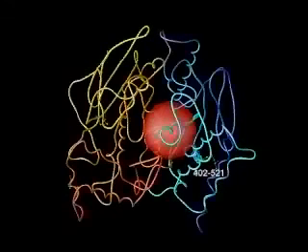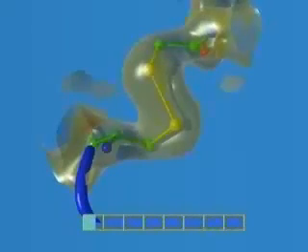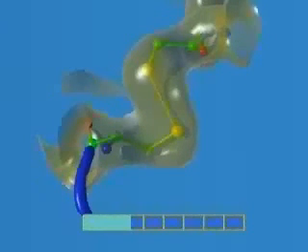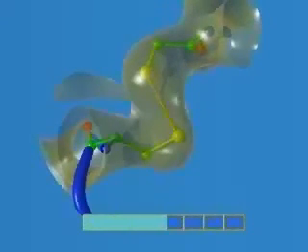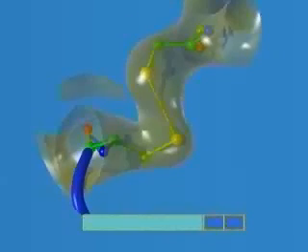Now let's examine a bond deeper inside the protein. Surprisingly, this bond isn't affected. This disulfide remains intact for the duration of the experiment.